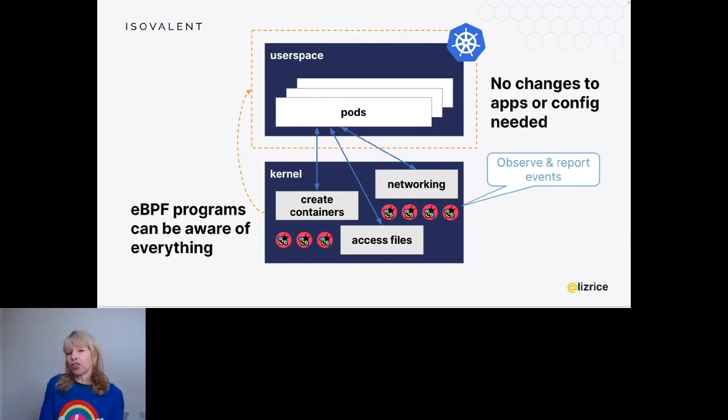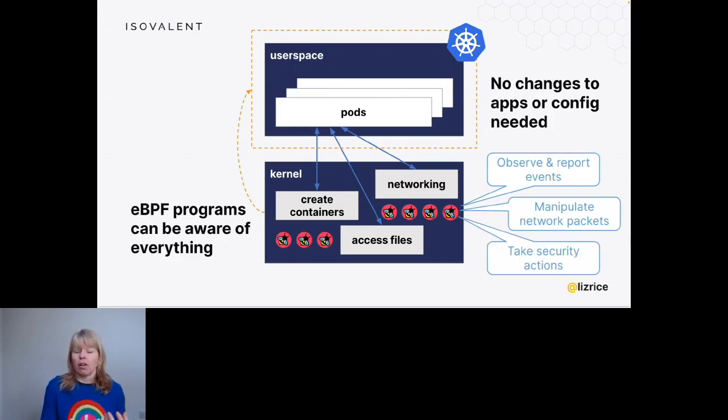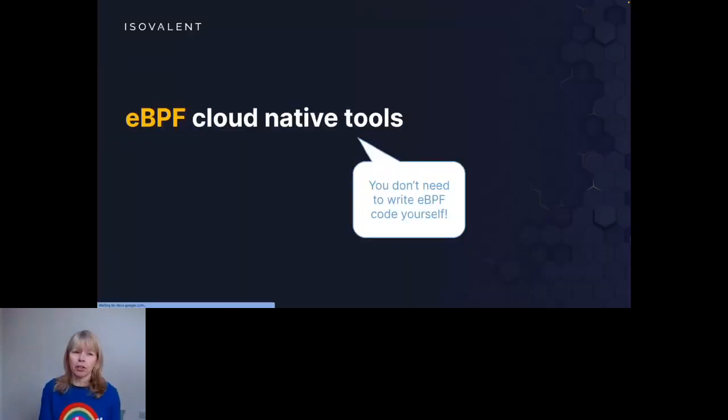We can be triggered by a network packet arriving at a certain point in the network stack, and we can use that to manipulate network packets. And we can even take security actions from within the kernel. So that allows us to use eBPF to build observability, networking, and security tools. Now, one interesting thing I want to convey today is that although I've written a book that's basically about writing eBPF code, for most of us, we don't need to write eBPF programs ourselves, because there are already some really amazing projects out there that can do really powerful things using this technology. So I'm going to show a few examples.